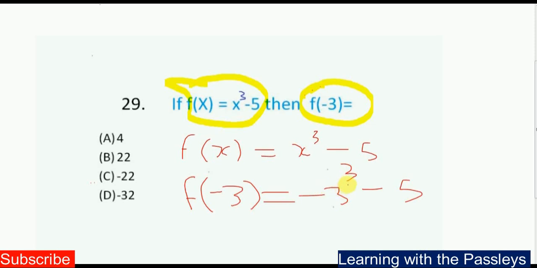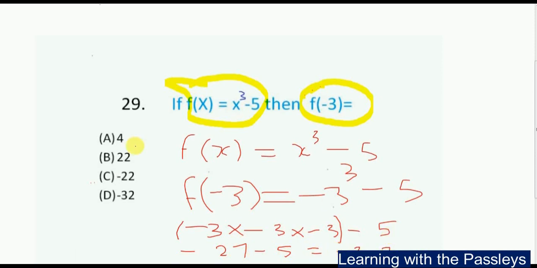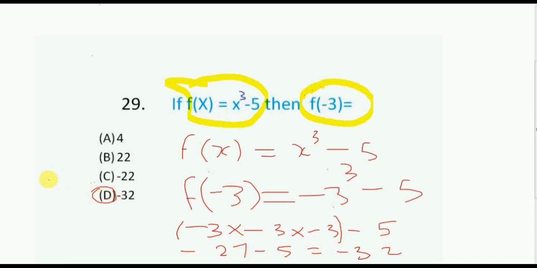Negative 3 cubed is telling us that we should multiply negative 3 times negative 3 times negative 3. You see that? I'm just going to bracket this, minus 5. Negative 3 times negative 3 times negative 3 is negative 27, minus 5 equals negative 32. Therefore, D is the correct answer. You see that? This is how we work out a problem like this.